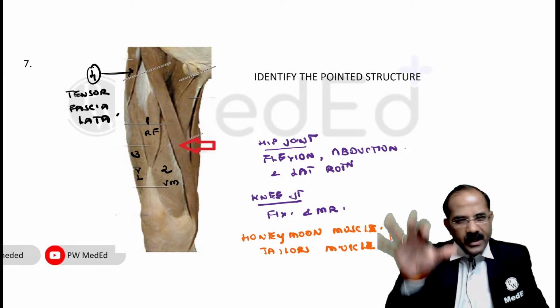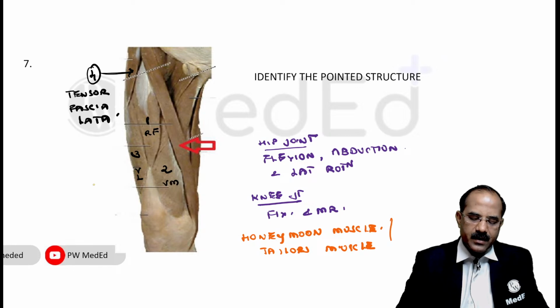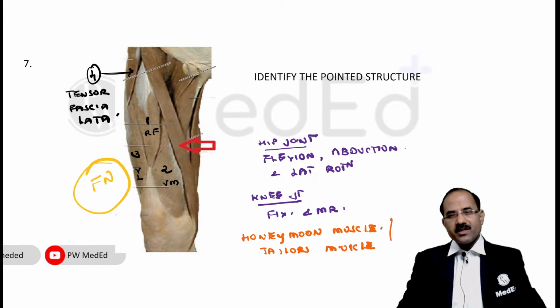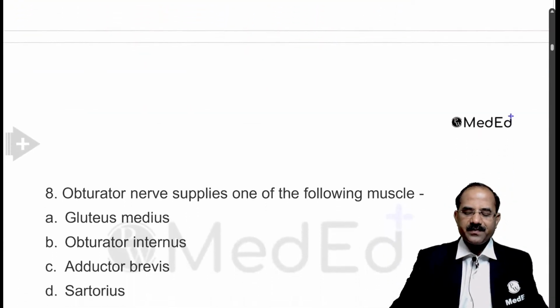Which is the nerve supplying all these muscles? The nerve of the anterior compartment of the thigh. Any guesses? That's the femoral nerve. The nerve of the anterior compartment of the thigh is femoral nerve. Okay. Great.